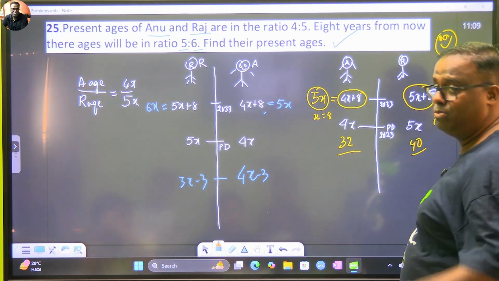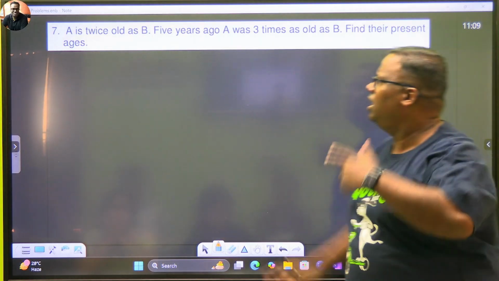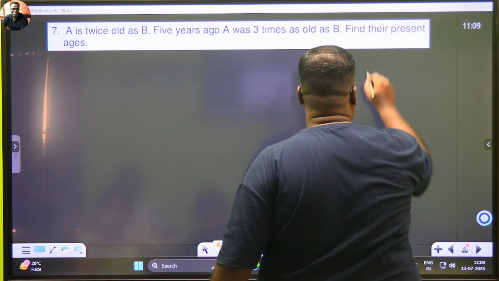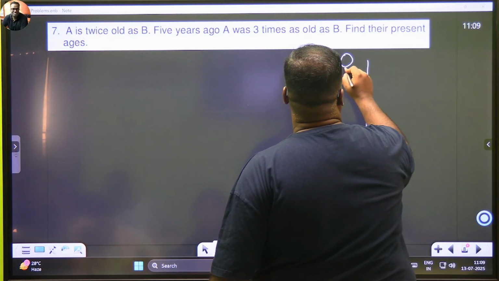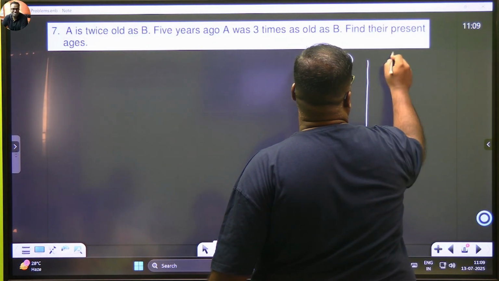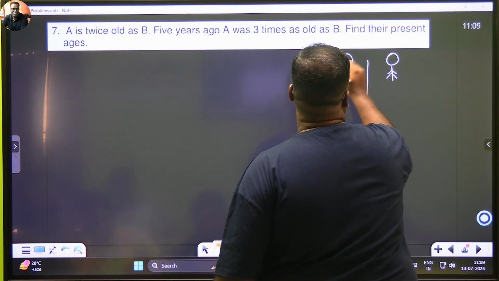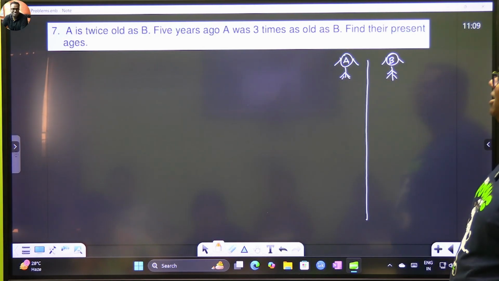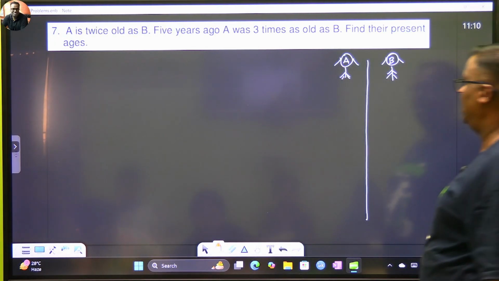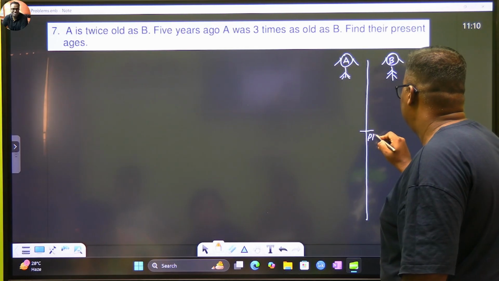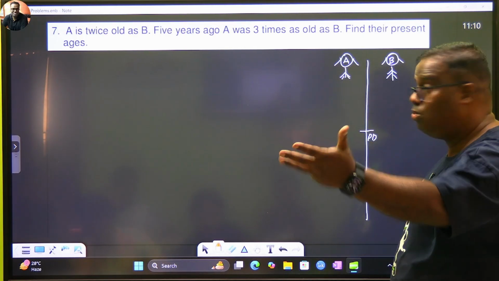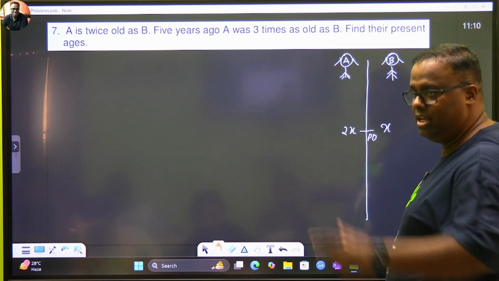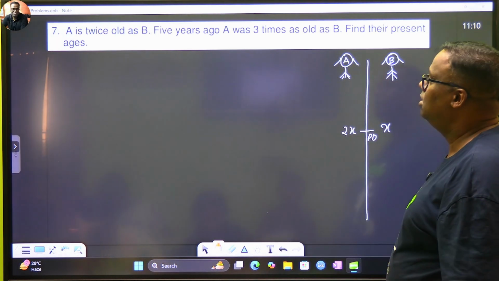For the next one, you will help me make the bamboo. A and B again, blah, blah, blah. We have many such things. So first step is what? Don't even read the question. Make the bamboo, and then create one A. Government says beti bachao, beti padhao. So both are girls. B. Okay. Both are girls. A and B. And then there should be a PD. PD means present day. A is twice as old as B. So B is X, and A is 2 times X. A is twice as old as B. Huh?